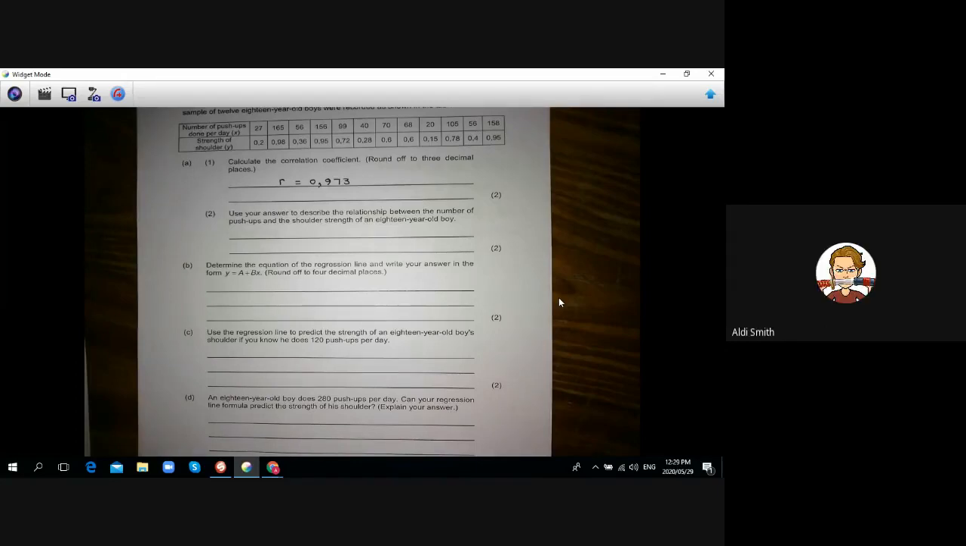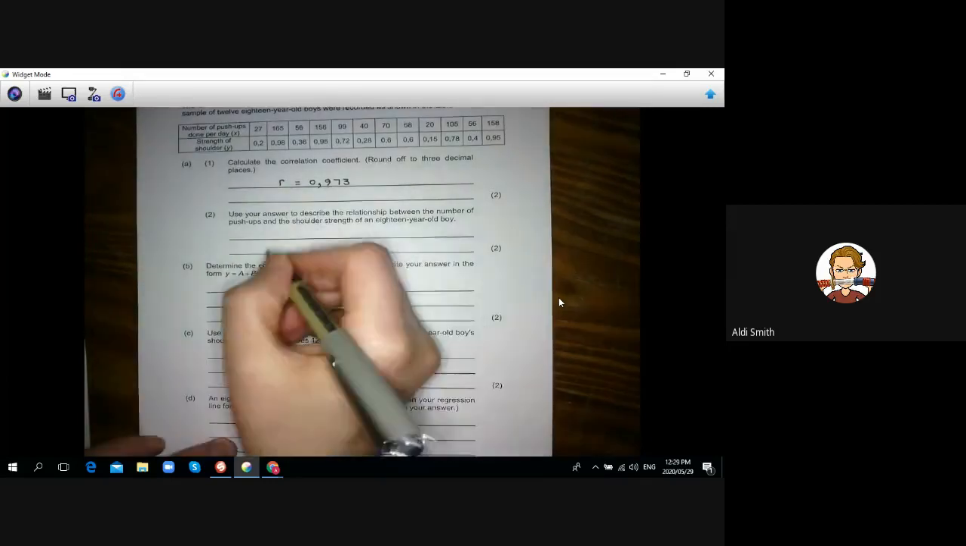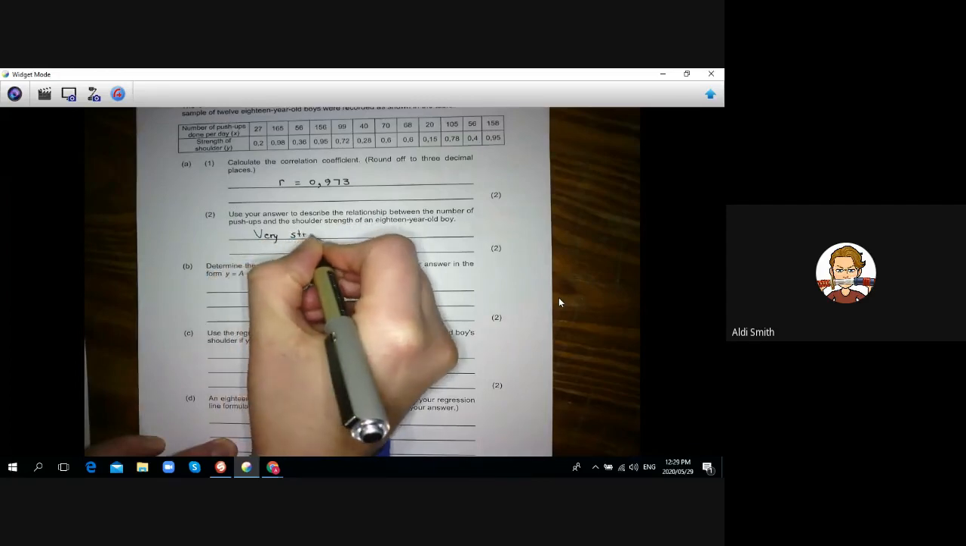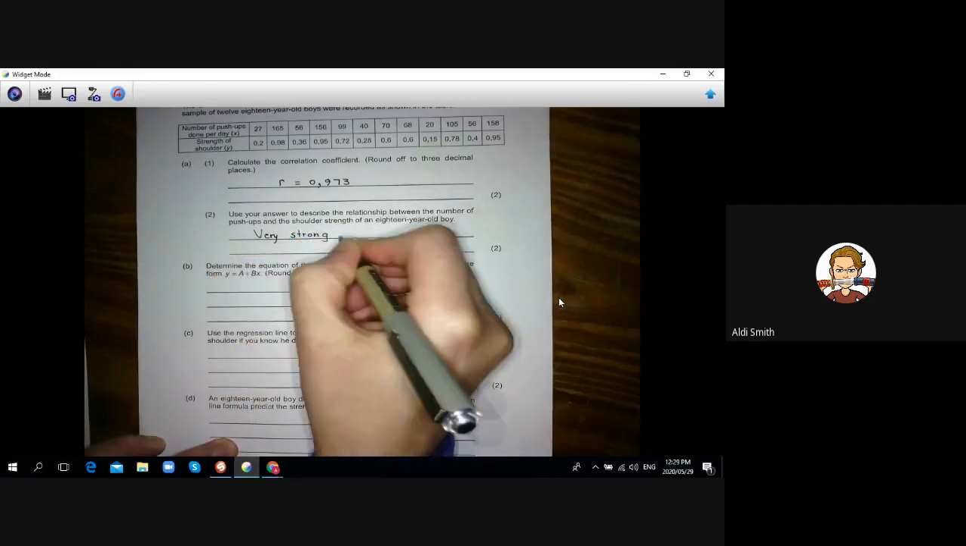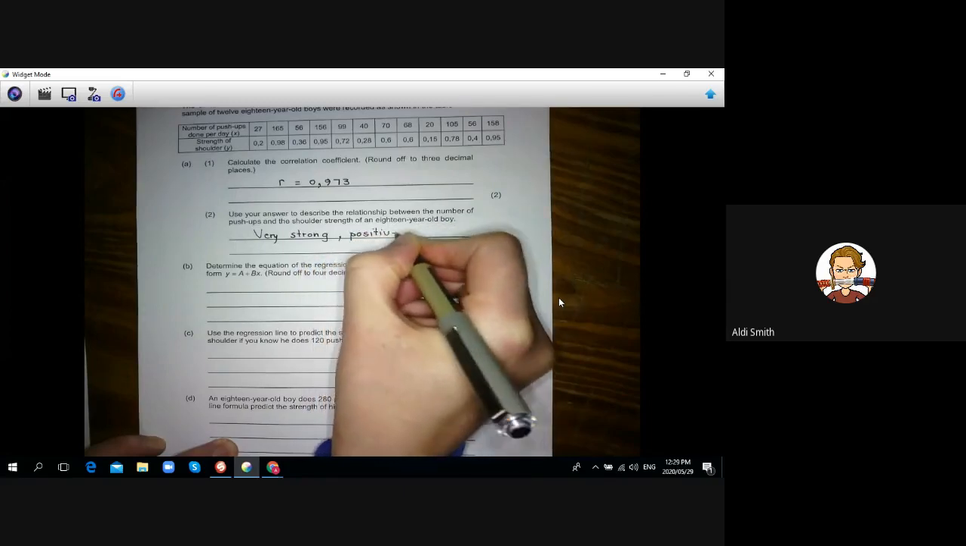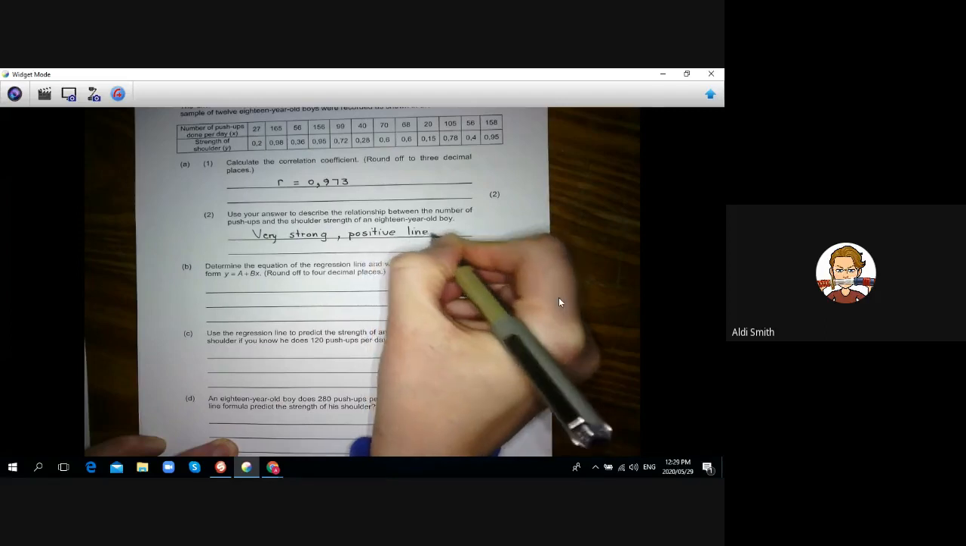The closer it is to 1, if it's positive, the stronger it is. And then obviously the closer it is to -1, if it's negative, the stronger it is. That's pretty much the rule of thumb. The closer you get to 1, the stronger positive it is. And the closer you get to -1, the stronger negative it is. So I can say this is very strong. And because R is positive, it's very strong, positive, linear. And these are some of the easiest marks you can get in your paper.